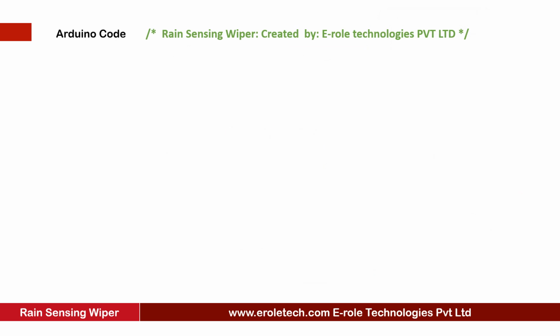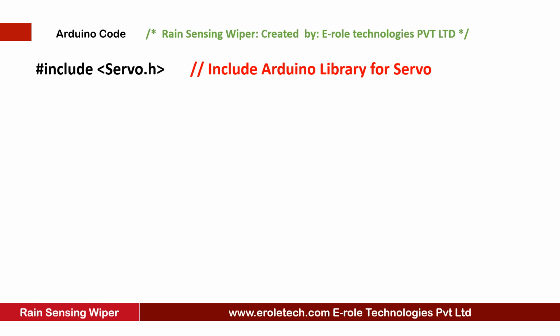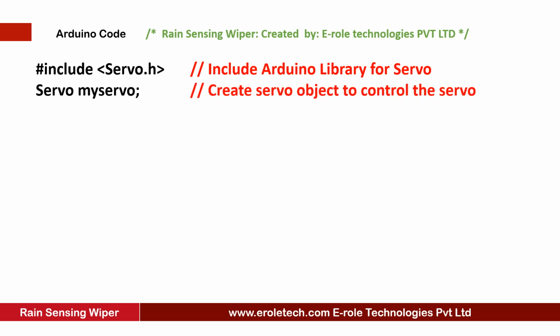This is the code of this project. To control the servo motor, we will first include the servo library in the program. To include the library, we will write in the first line, #include <Servo.h>. Servo myservo. myservo is a variable which will store the value of the angle at which the user wants to rotate the servo.